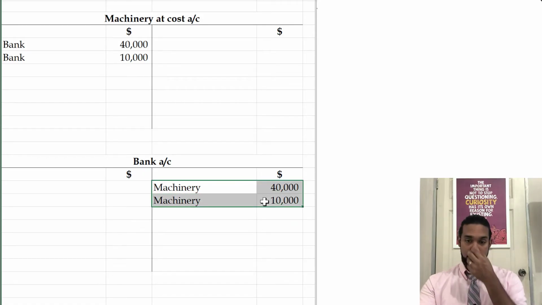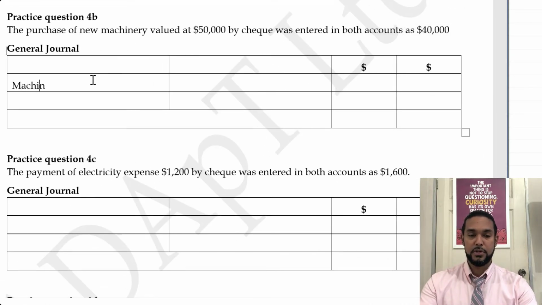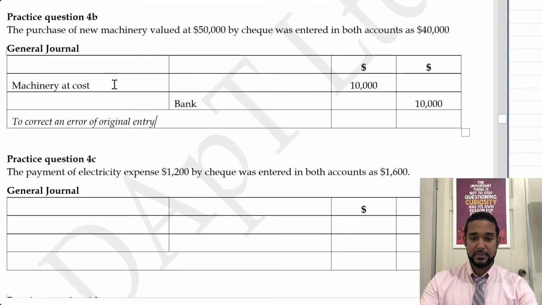All right, now let's go back across to the general journal. So we are debiting machinery, you can put machinery at cost if you want, for 10,000. And we are crediting bank for 10,000. And this is to correct an error of original entry. Nice.